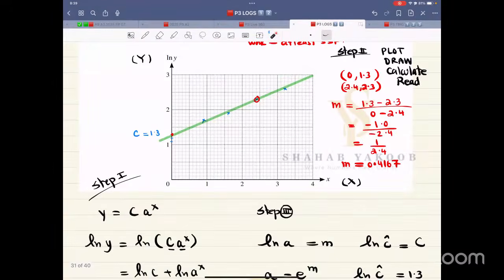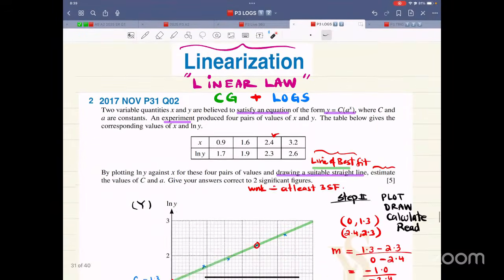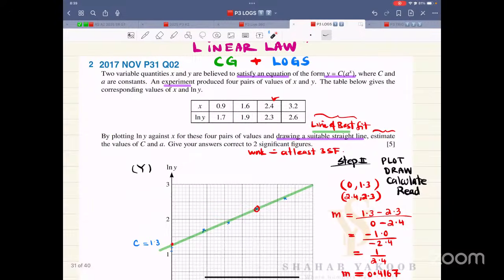Let me see if there are questions on linear law. Yes, there it is. Linearization, linear law, it's a combination of quadratics and logs. Sometimes they give you a question to draw a graph yourself. Two variable quantities, x and y, are believed to satisfy an equation in the form such and such, where c and a are constants. An experiment produced 4 pairs of values of x and y. The table below gives the corresponding values of x and ln y. So this is x, this is ln y. Now they use ln, they hardly use LG in linearization. As such, there is no issue, but I'm just talking about a trend.